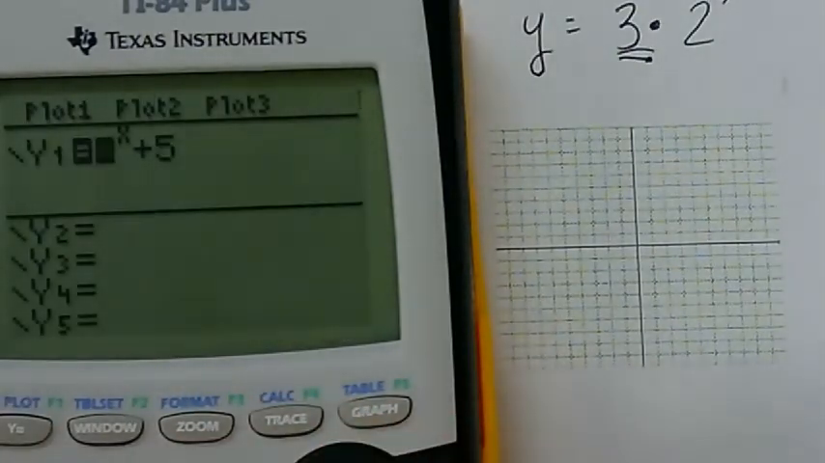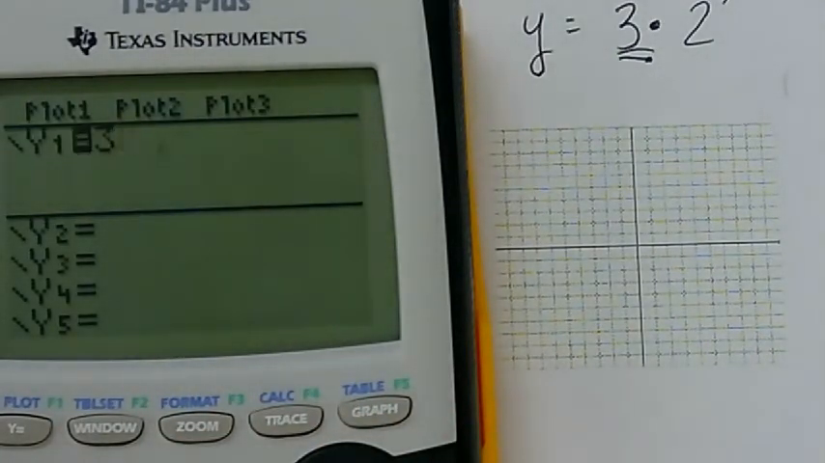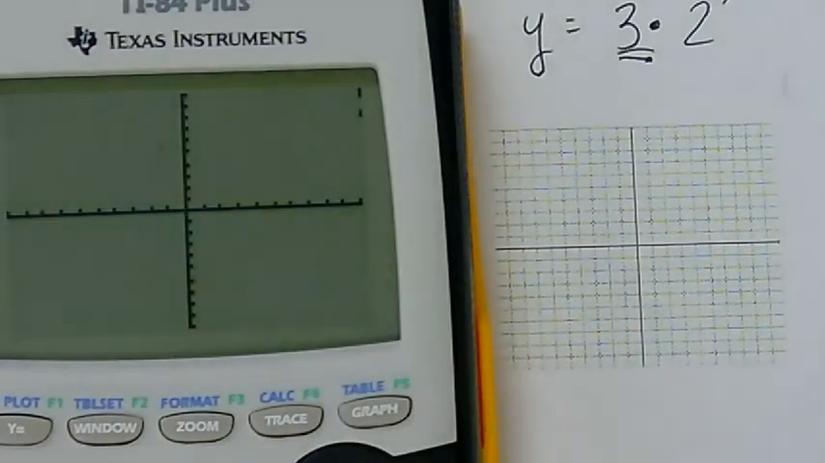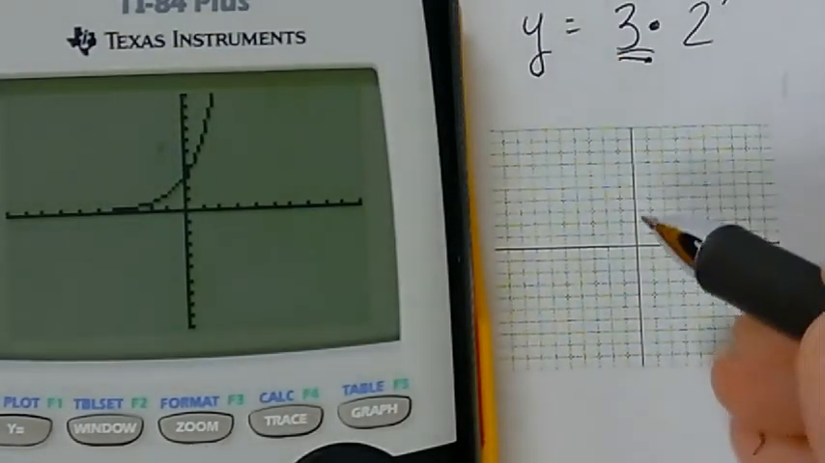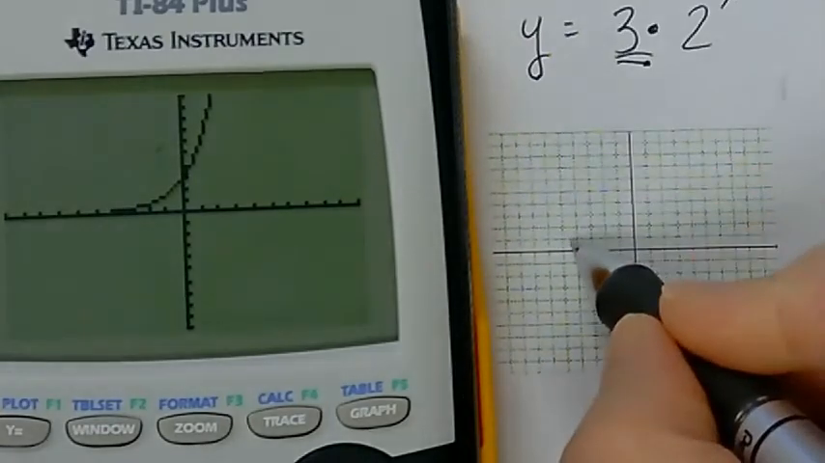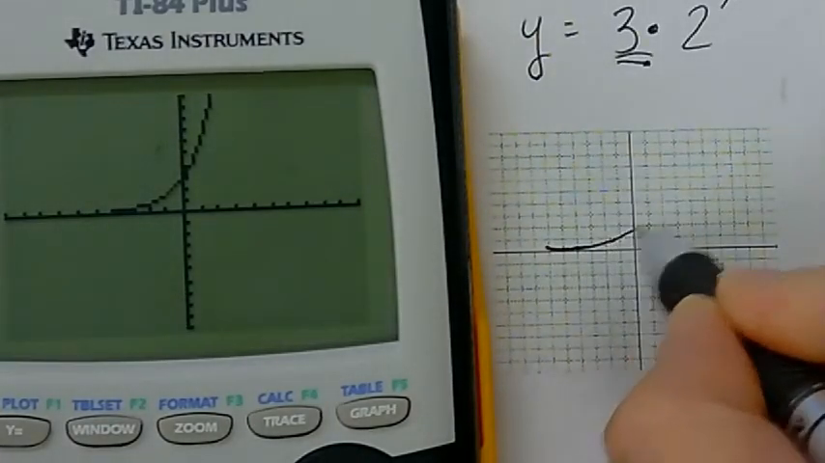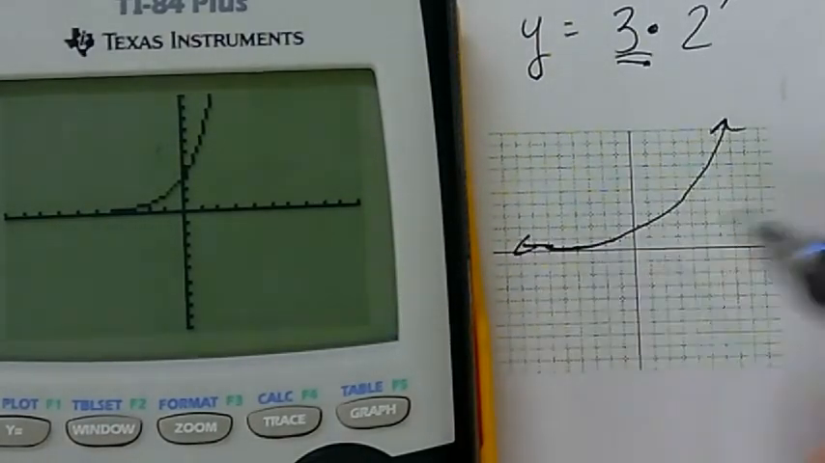So y equals, I'm going to clear out what's already there, and I'm going to type in 3 times 2 to the x and hit graph. So you can see how this one is rising. It just goes faster. So it's going to look something like this. And we can copy the table that's on our graph.